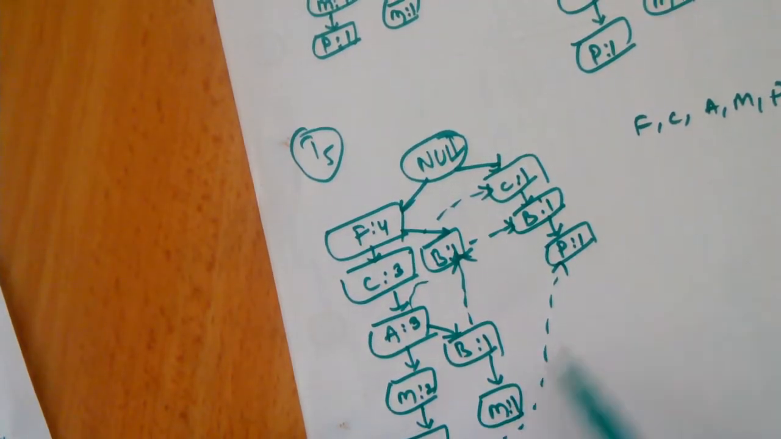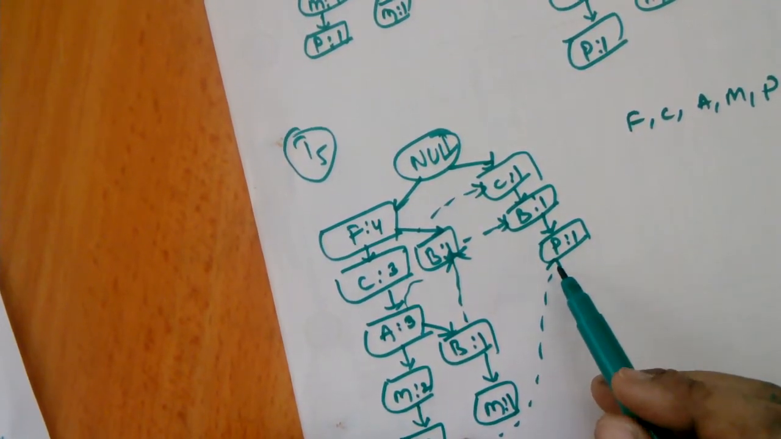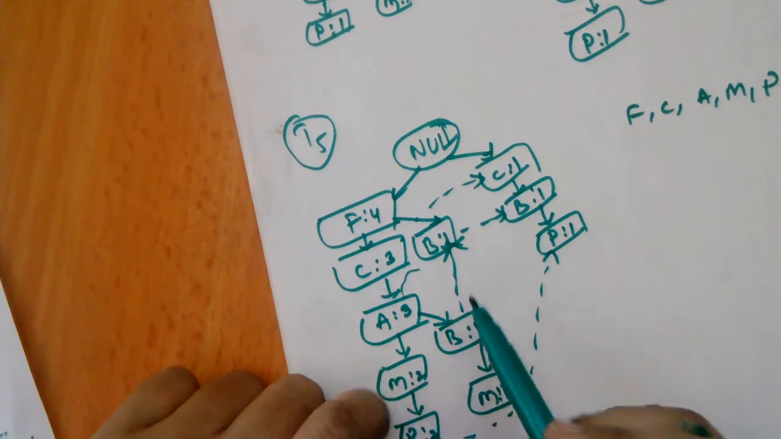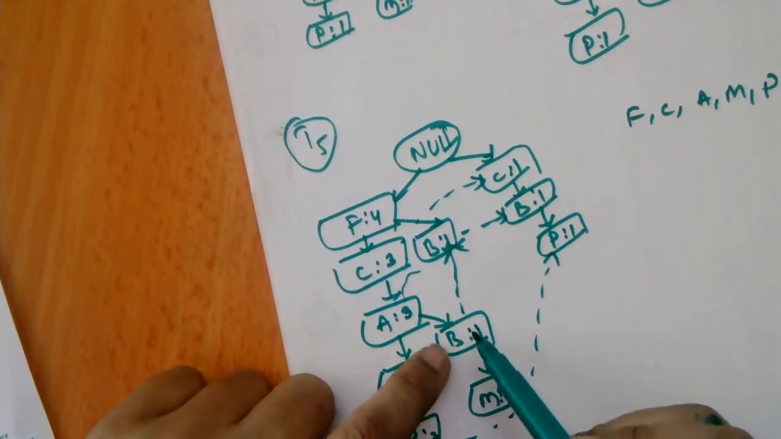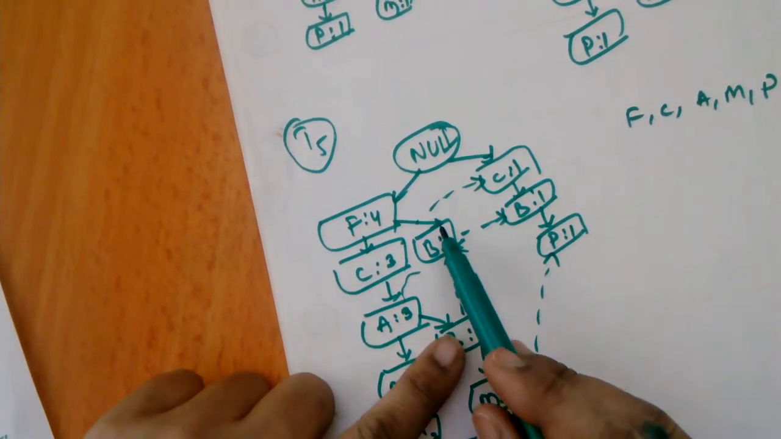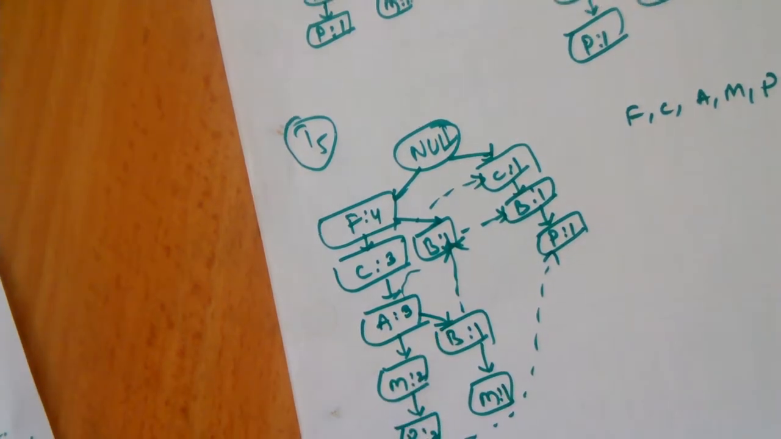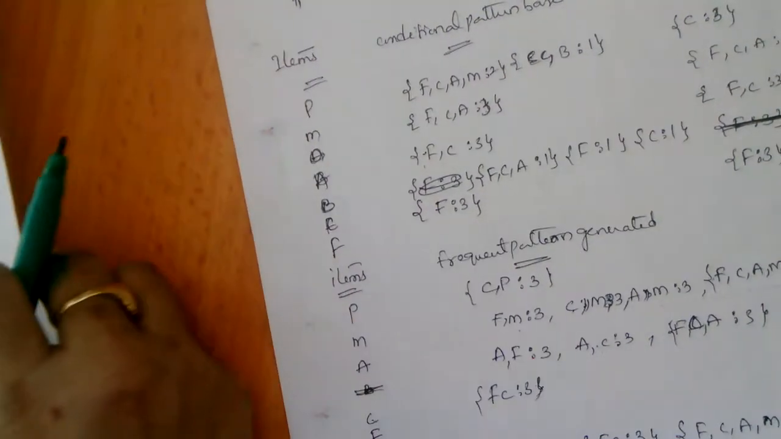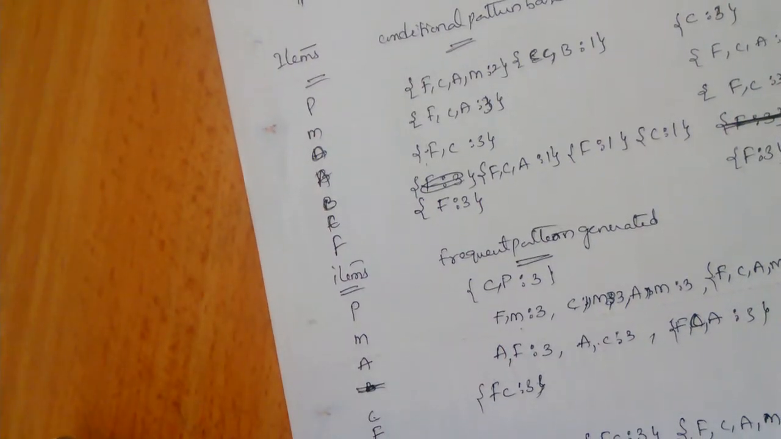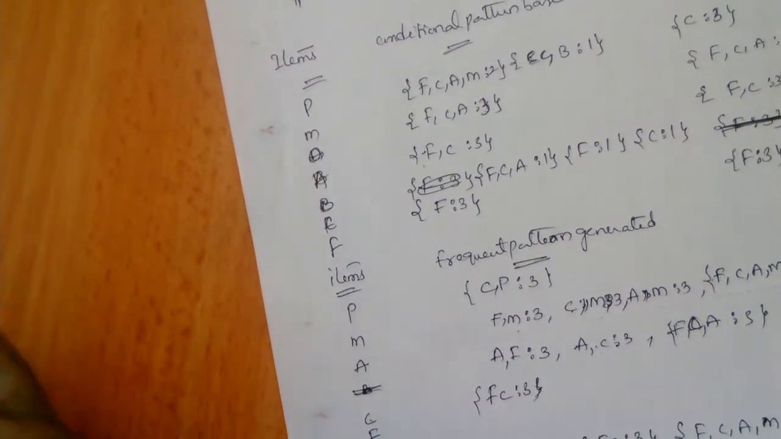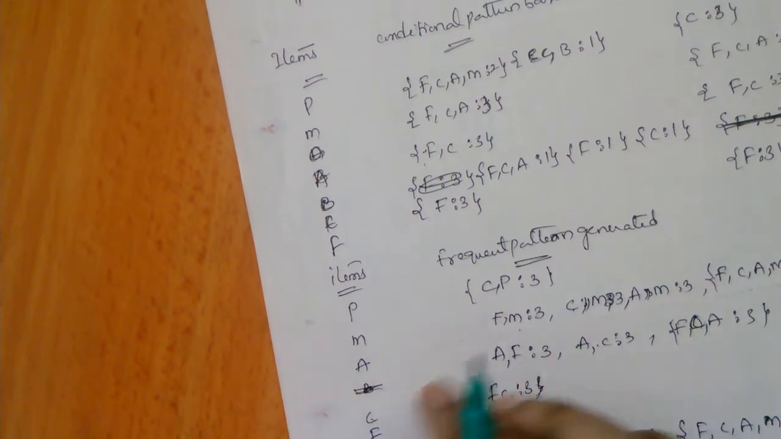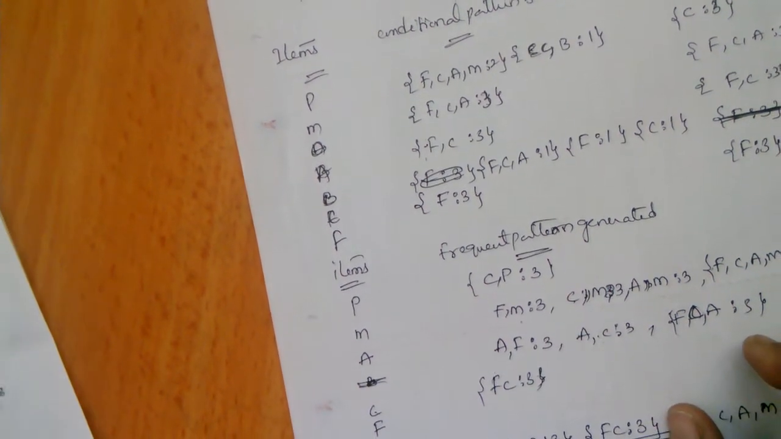Okay, now P is linked with the P item, B is linked with the B item, and like this. Okay, now we constructed the tree. Now you find the conditional pattern base for this data structure to find the frequent pattern items.